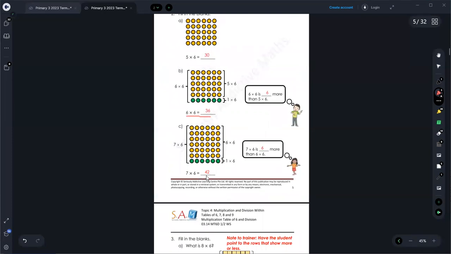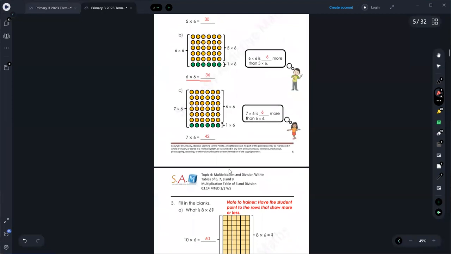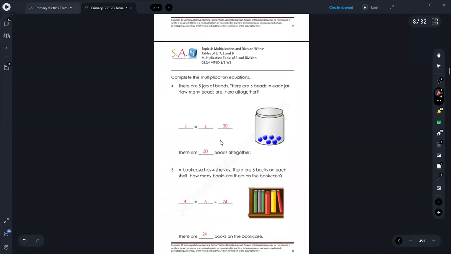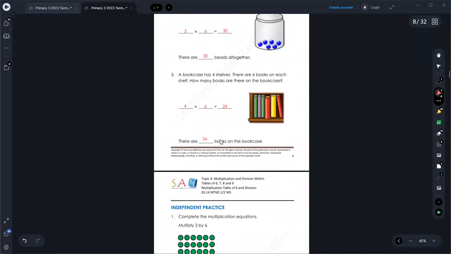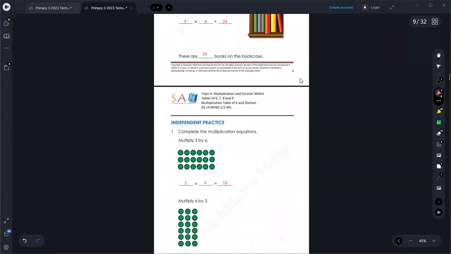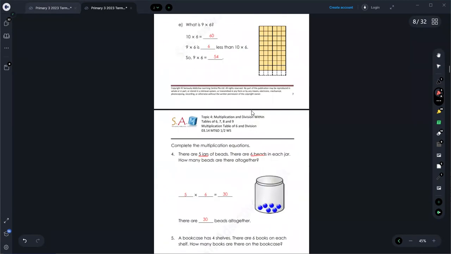7 groups of 6 will be 1 more group of 6 than 36. So 36 plus 6. So the idea is plus 6, plus 6, plus 6, with each group of 6 being taken into consideration. Now get them to do these, I think they are quite easy. These are not bar model questions, this is a prelude to word models. So 5 jars will be 5 groups, each jar has 6, so each group has 6. So 5 times 6 is 30. Get them to finish all of the guided practice.